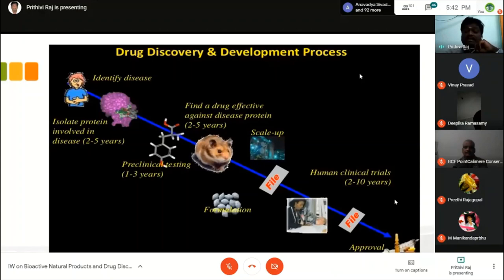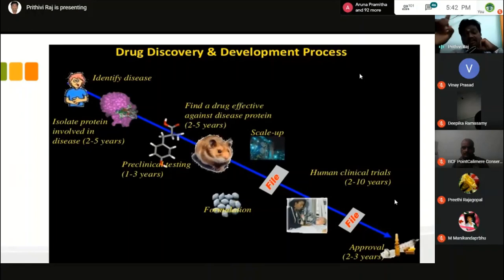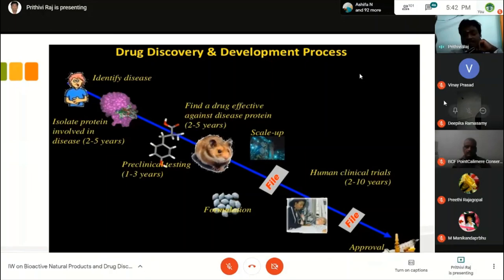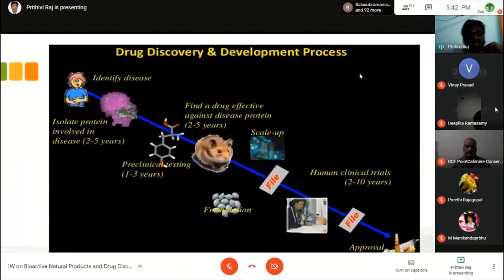That itself will take 2 to 10 years. So from identifying the disease to the clinical trials, how long will it take? 10 years. After that, you have to give your formulation to the pharma companies, then they will get approval for the drug formulation from the government of India, and then they will have the tablet, syrup, injection or other format. That will take nearly 2 to 3 years. So the entire drug discovery and development process will take 10 to 15 years.